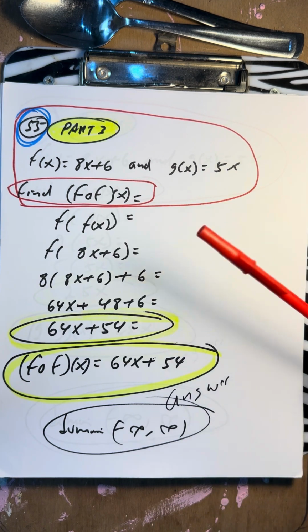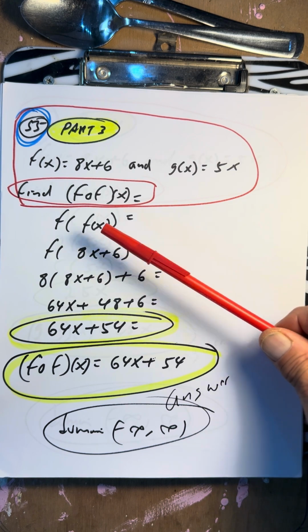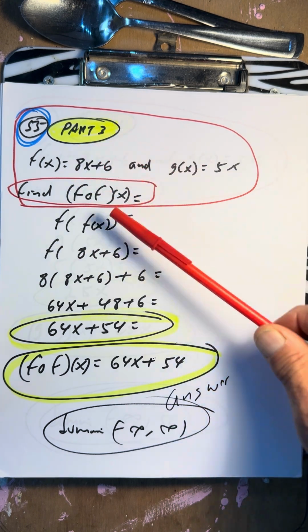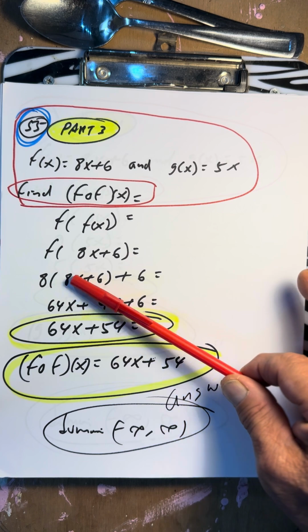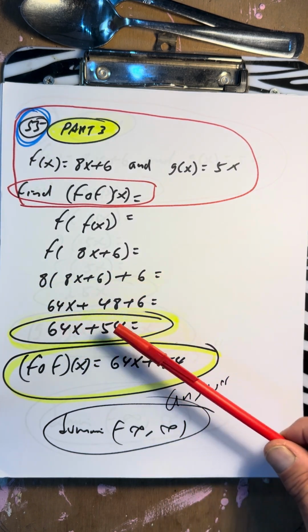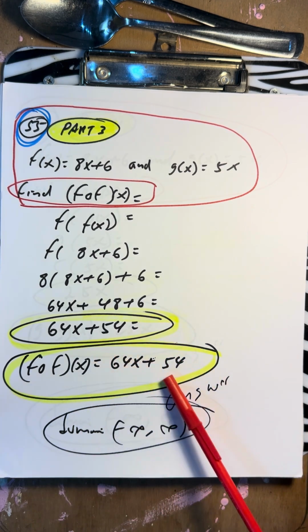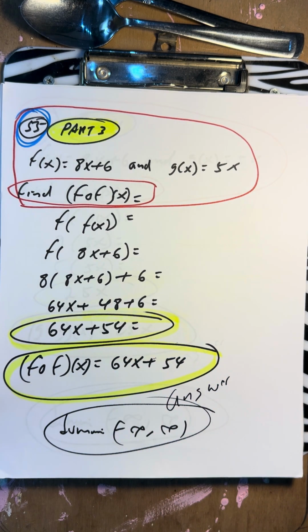f of x is this. f circle f of x. So f of x is 8x plus 6. Put it inside of 8x plus 6. See, 8x plus 6 inside of 8x plus 6. 8 times that is 64. 8 times that, 48, and that. So 64x plus 54. There's the answer. So f circle f of x is 64x plus 54. Domain is -infinity to infinity.